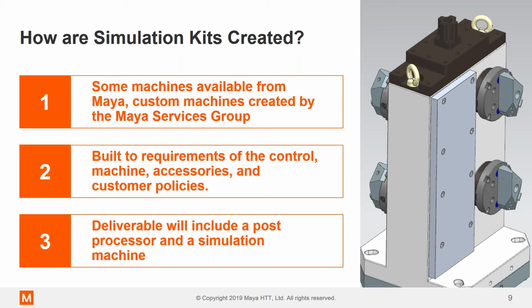So we want to discuss a successful project that we worked on here where we brought together the machine requirements. In this case also, as you see on the right side, we're using a KME indexer, so the requirements for that indexer, and then the shop policies that the customer had. That all went into the creation of the post-processor and the simulation kit, and we want to show you the results of that project now.